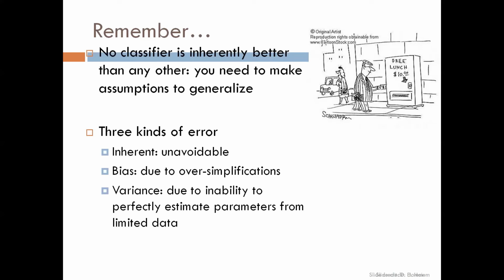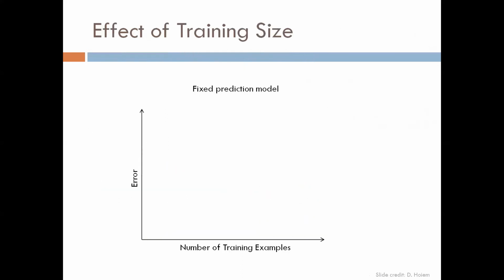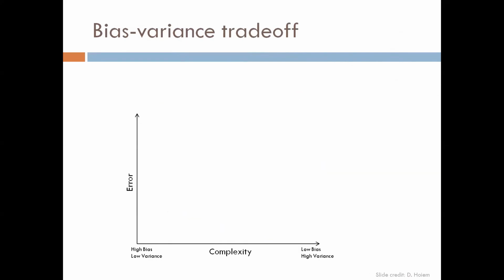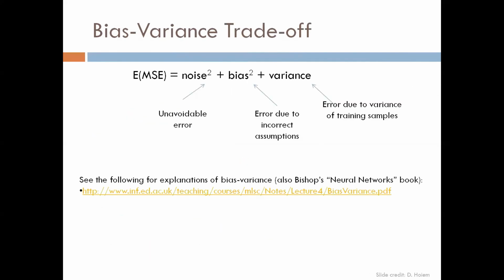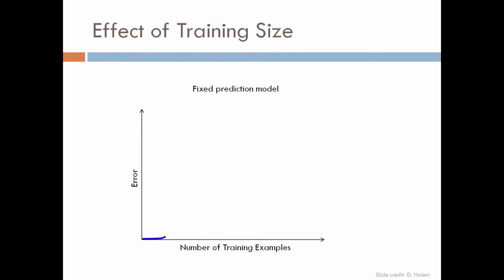So, no classifier is inherently better than any other. It depends on how you are training, how many parameters you are trying to tune. Any classifier can perform better if you can fine-tune parameters, and fine-tune your data set with labeled data. So you need to make assumptions to generalize. Already I discussed the 3 errors, which are here: noise square plus bias square plus variance.